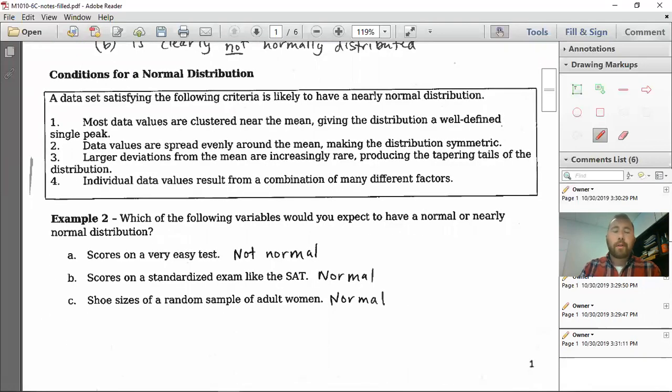Okay, some more conditions for a normal distribution. What were our takeaways from example one? How can you differentiate these things in general? A data set satisfying the following criteria is likely to have a nearly normal distribution.